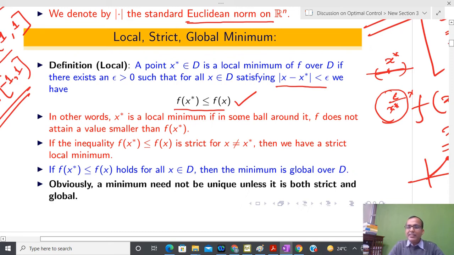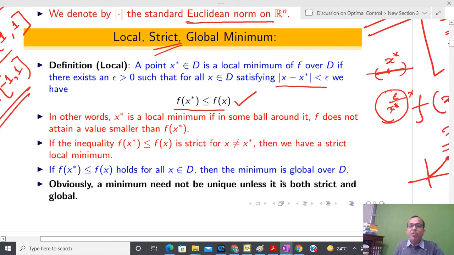If a local minima exists for some real valued function, I have to create some neighborhood and check whether this kind of relation is satisfied in the neighborhood or not. Here you can see I am talking about less than or equal to, but if you remove this equality, then that minima is called a strict minima.